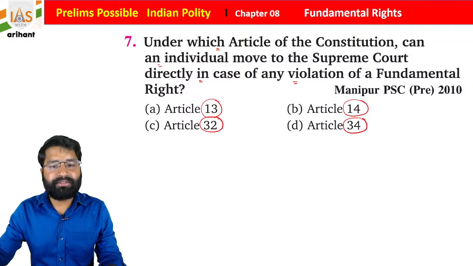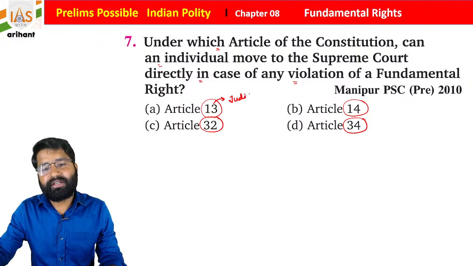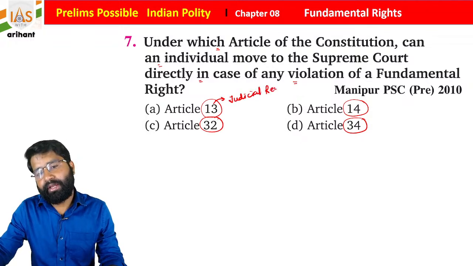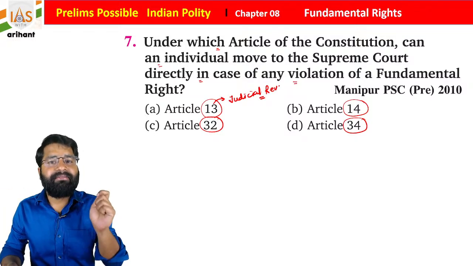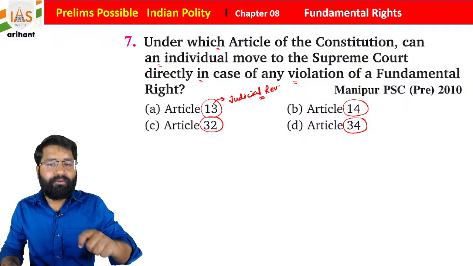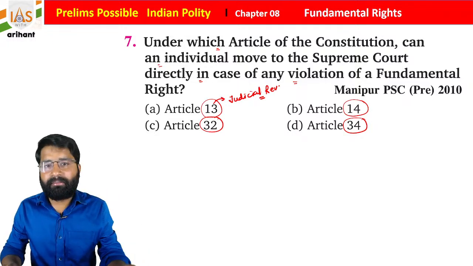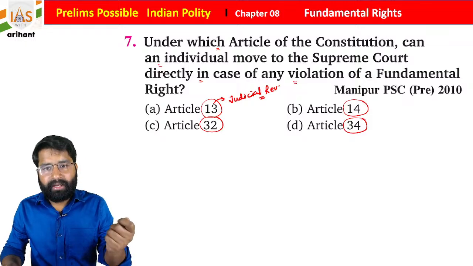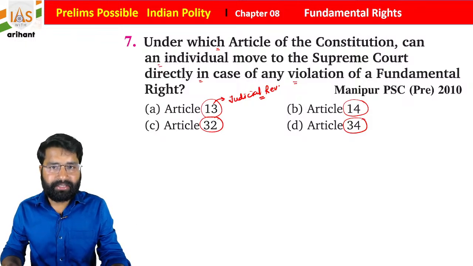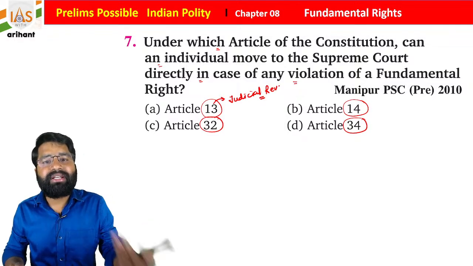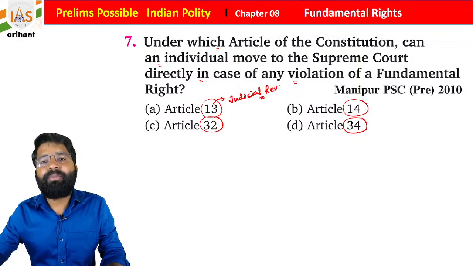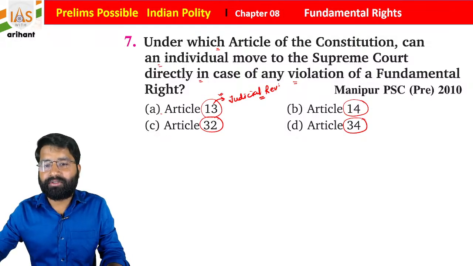So as we already discussed, Article 13 is about judicial review. It is not mentioned directly, but they are mentioning that any law which is inconsistent with the fundamental right is going to be void. So now there is a question, who is going to declare it void? It is the Supreme Court. So the judicial review concept is mentioned in Article 13 of the Indian Constitution.